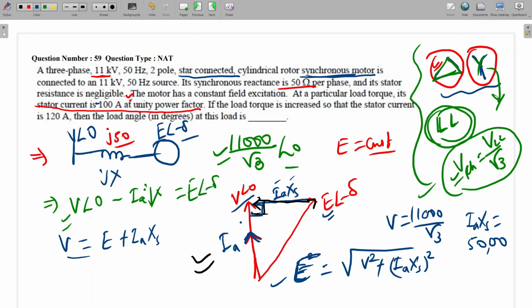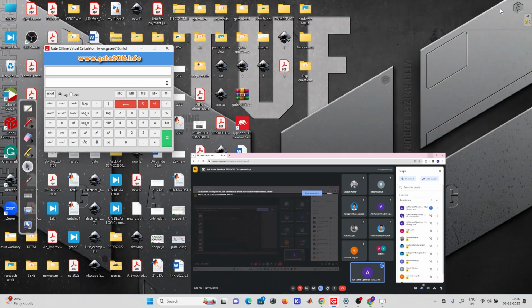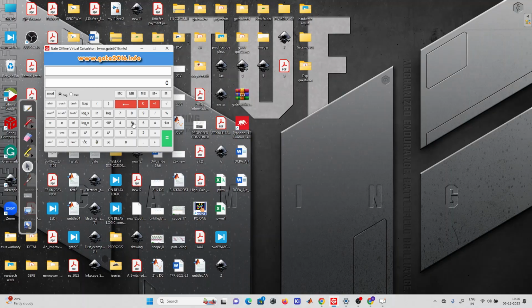So how to solve this with the calculator? I'm going to show. So IA XS is 5,000. So 5,000 squared, so square we will click this one. This we put in memory save. So we can see here if we click MR, this value will be saved. Again 11,000 divided by under root 3. So this is 6350, again a square of this, plus the value already saved in memory, that IA XS square, plus this we have added, again the square root of this one. So this value will be 8082.